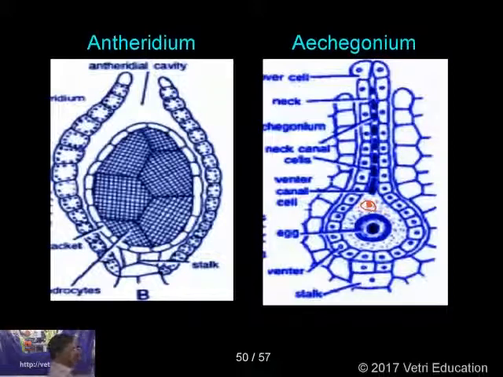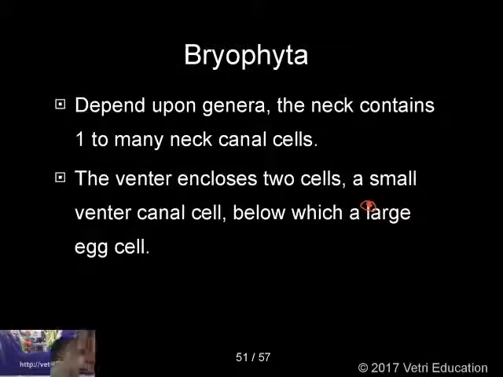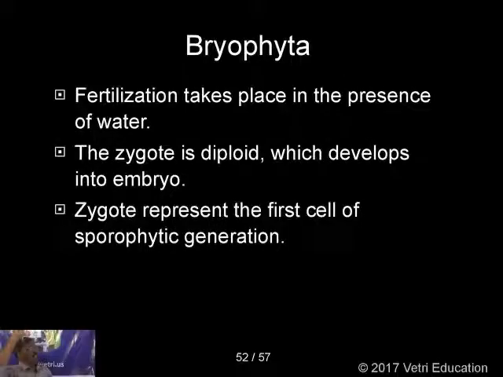So these male gametes move in the water currents and go to the archegonium. A number of male gametes enter into the archegonium neck, and finally one male gamete fuses with the egg and forms the zygote. Depending upon the genera, the neck contains 1 to many neck canal cells. The venter encloses two cells, a small venter canal cell and a large egg cell. Fertilization takes place in the presence of water. The zygote is diploid, which develops into an embryo.